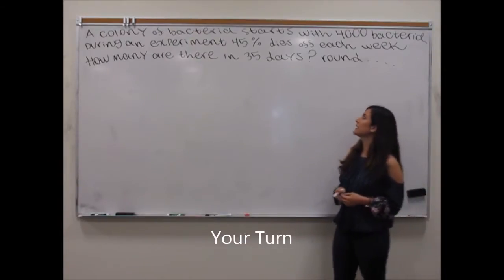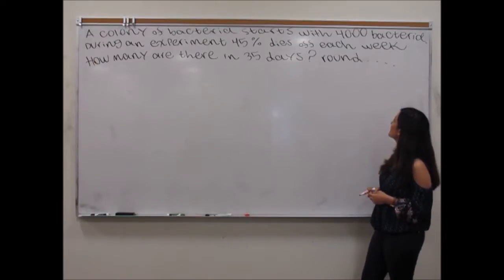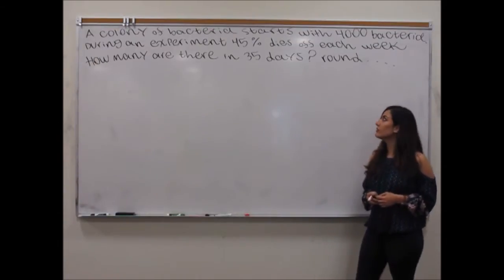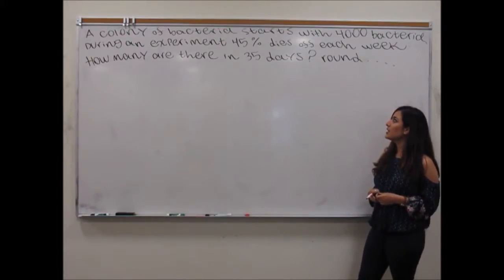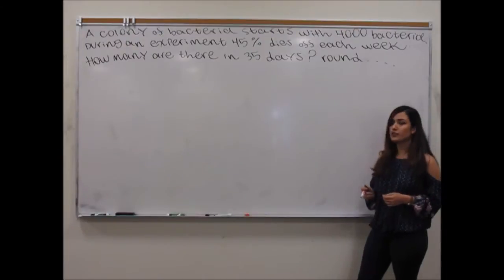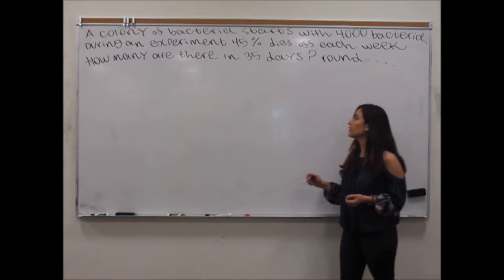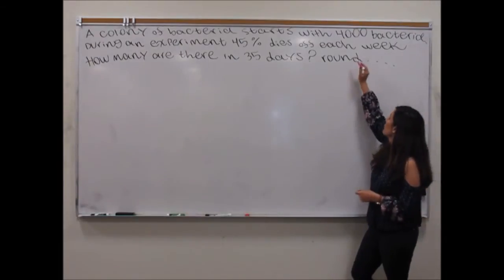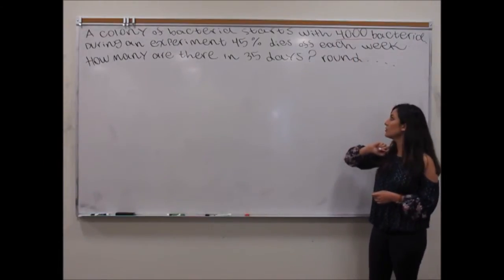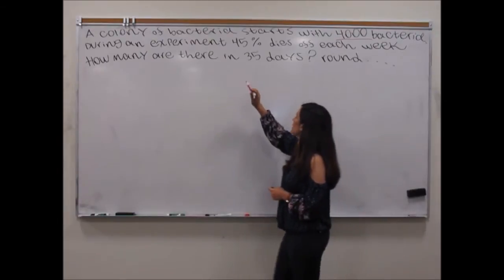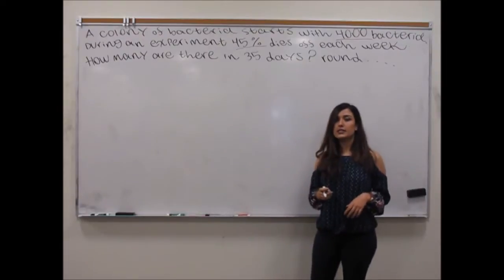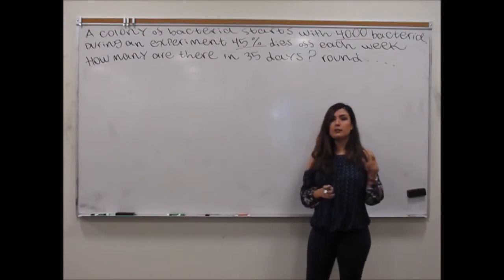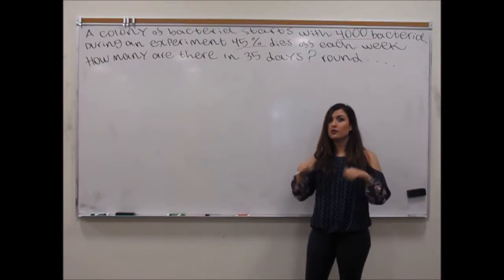Alright, a colony of bacteria starts with 4,000 bacteria. During an experiment, 45% of them die off each week. How many are there in 35 days, and then round your answer. So we start with 4,000, so that's our initial amount, and then 45% of them die. So 45% is the percent decrease, but for my B, for the decay factor, I need to know how much of the bacteria remains.